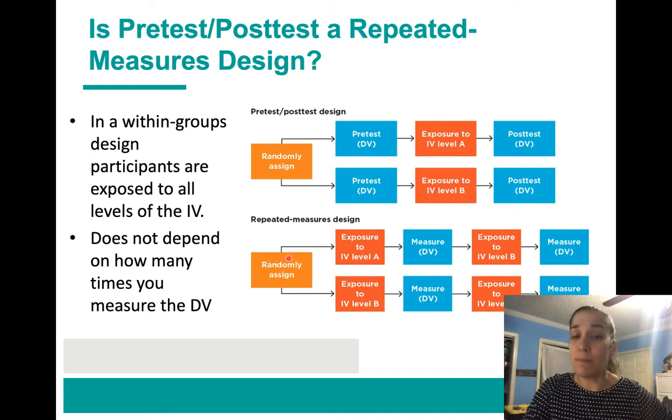Whereas in a repeated measures design, assuming you're counterbalancing, you randomly assign participants to either get exposure to level 1, then level 2, or exposure to level 2, then level 1, right? The fact that you're measuring the DV twice for both of them is irrelevant. What matters is exposure to every level of the independent variable. And so if you have exposure to every level of the independent variable, it's repeated measures or within subjects. If you're only being exposed to one level of the independent variable, it's a between subjects pretest post-test.